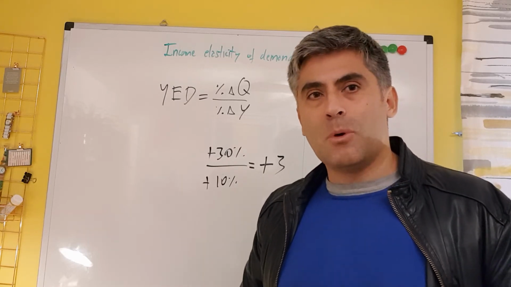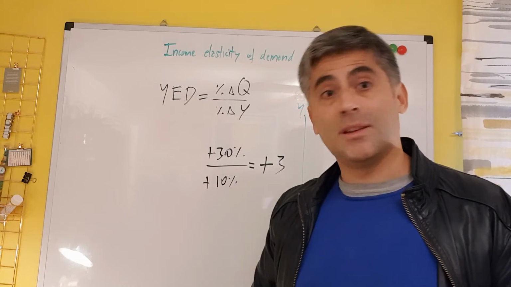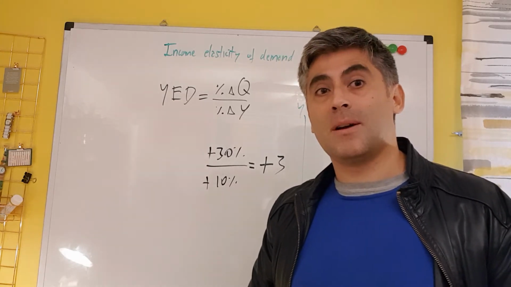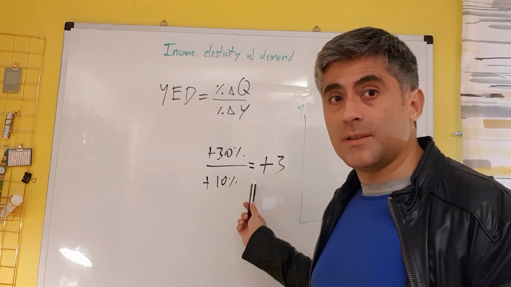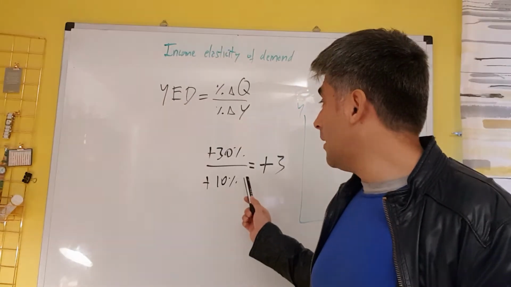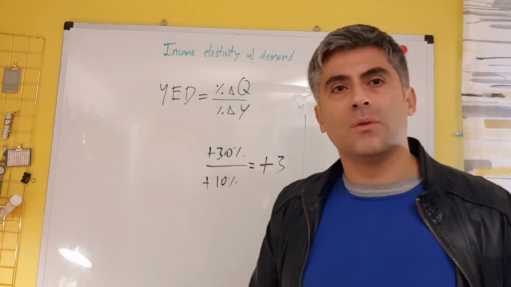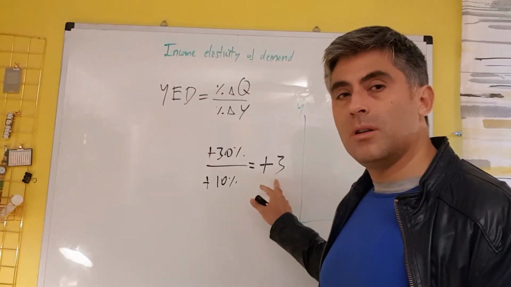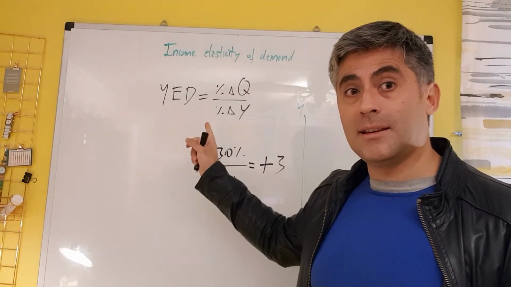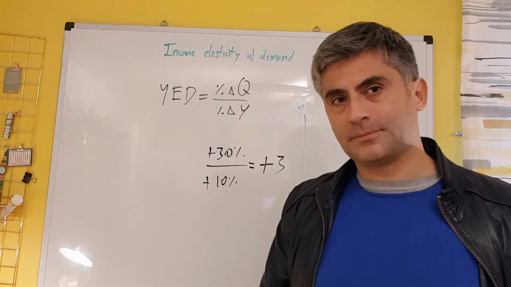I think what would you buy more of, the more money you earn, and that will be a normal good. If you're gonna buy less, then it'll be an inferior good. Here it's a normal good because it's a positive result. Next we have 3. 3 is more than 1, so it's elastic. And when it's more than 1 and you're looking at income elasticity of demand, it's considered a luxury good.